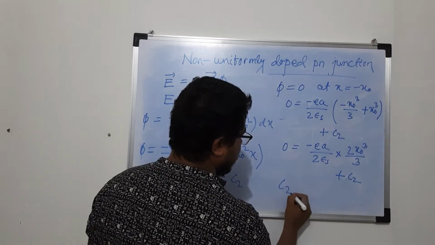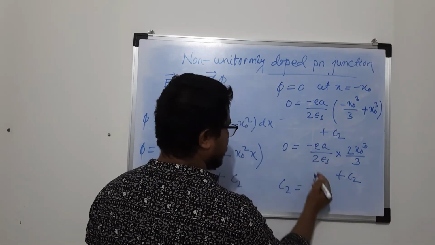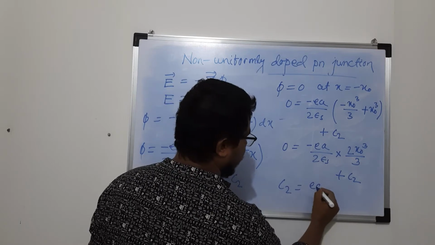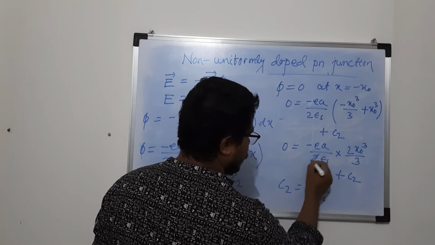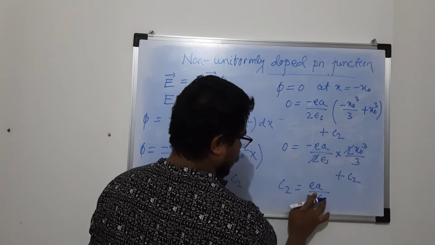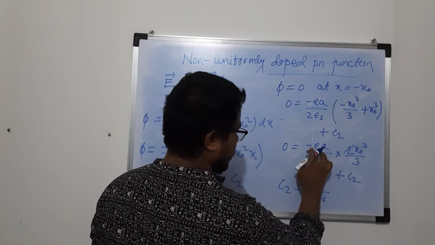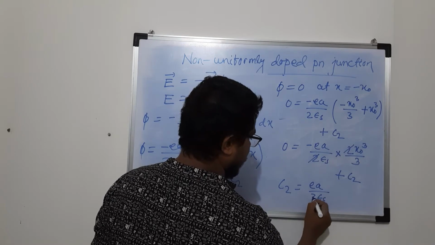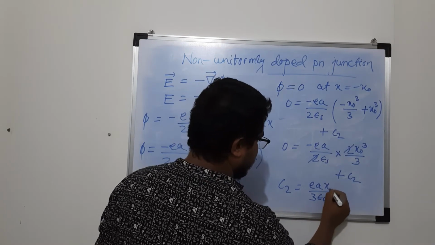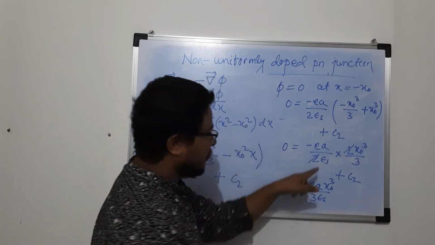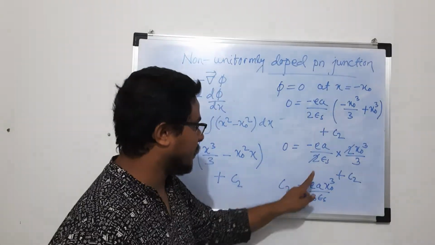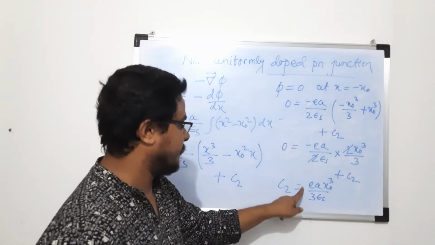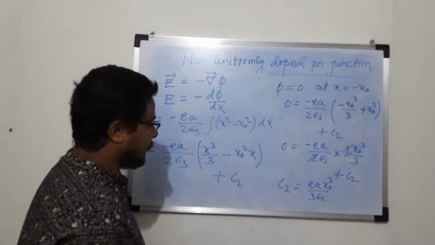Okay, so now C2 can be written as, if you take this side, it will be positive, so EA divided by 2 epsilon s. Okay, and sorry, 2 got cancelled, so you got EA x0 cube divided by 3 epsilon s, that would be C2 and the positive sign, right? Yeah, so we got the value of C2.